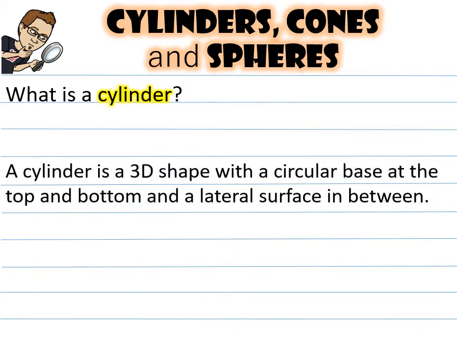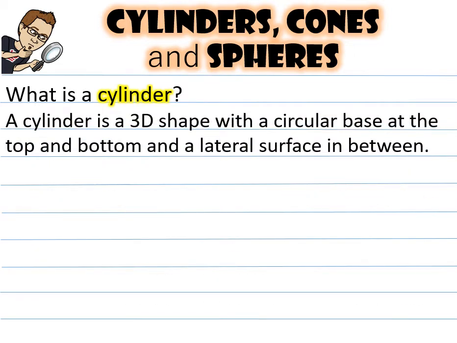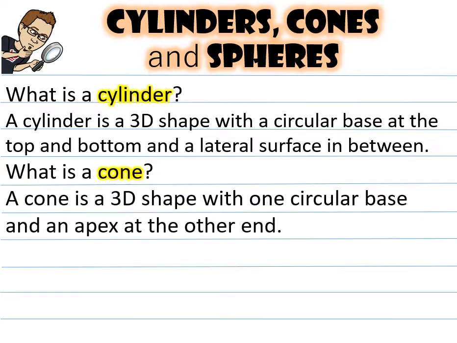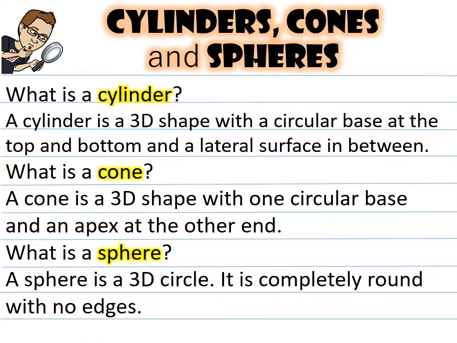What is a cylinder? A cylinder is a three-dimensional shape with a circular base at the top and bottom and a lateral surface in between. What is a cone? A cone is also a 3D shape, but it only has one circular base and an apex at the other end. And what is a sphere? A sphere is a 3D shape. It is completely round with no edges.